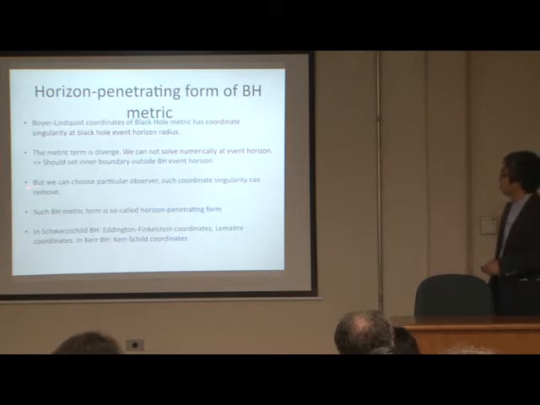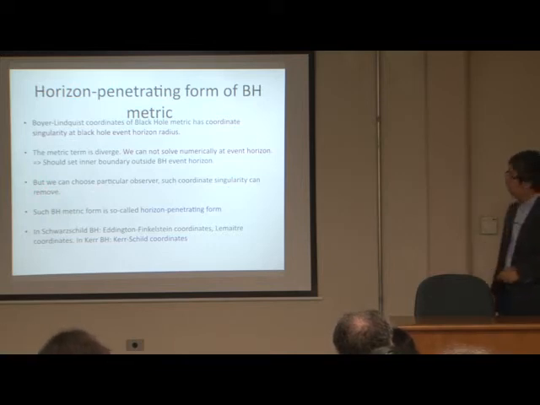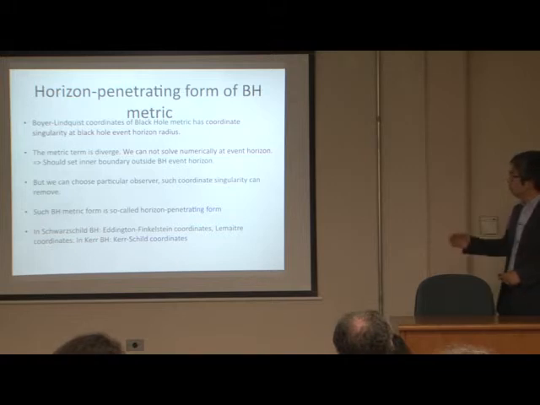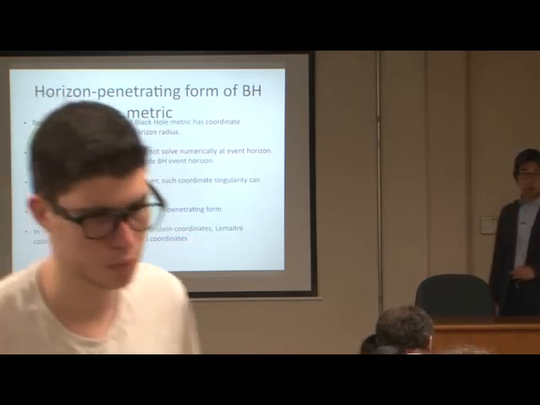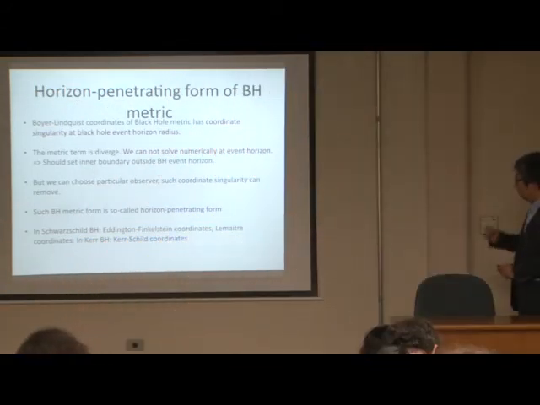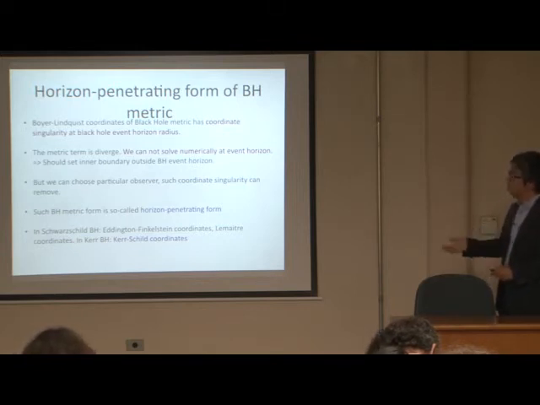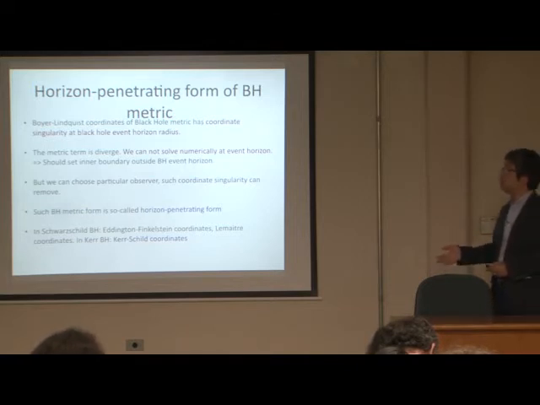So we can choose a particular observer, such that the coordinate singularity can be removed. Such a black hole metric form is the so-called horizon penetrating form. In the Schwarzschild black hole, typically the Eddington-Finkelstein coordinate system, or the Lemaitre coordinate system, also makes the horizon penetrating form. Or in the Kerr black hole case, the Kerr-Schild coordinate is one of the horizon penetrating forms.